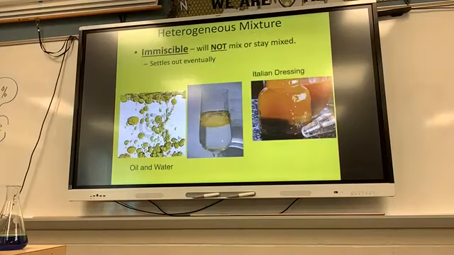So the prefix hetero means different. A special type of heterogeneous mixture is immiscible, which means it does not mix, does not want to stay mixed. You can put them together, but they're going to separate out. A classic example of a heterogeneous mixture is oil and water.